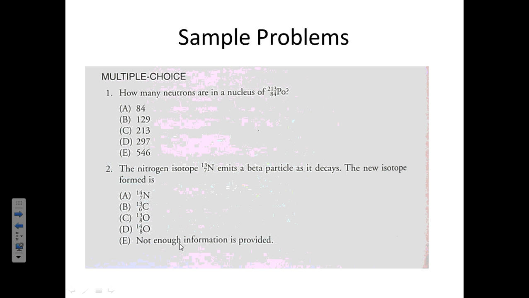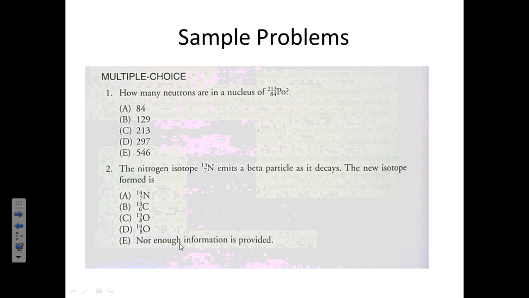All right, real quick, couple of problems. How many neutrons are in polonium-213? Whatever 213 minus 84 is, right? Walker, what is it? 213 minus 84. 129. According to Walker, it's B. I'm pretty sure it's right.